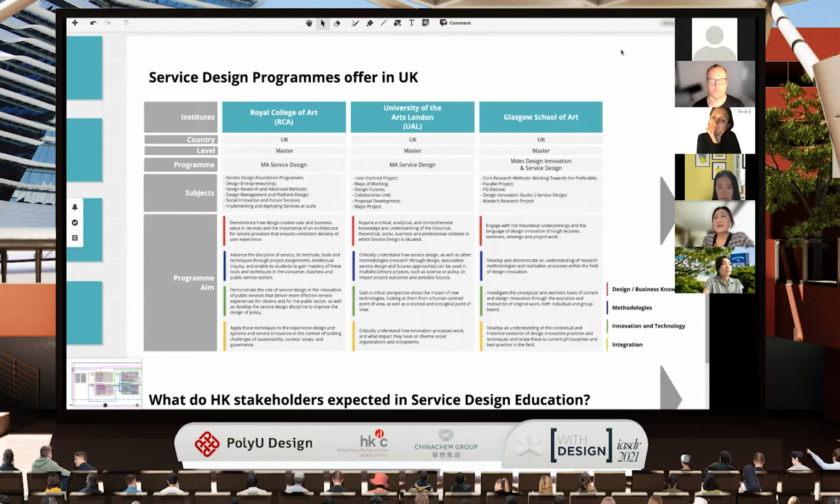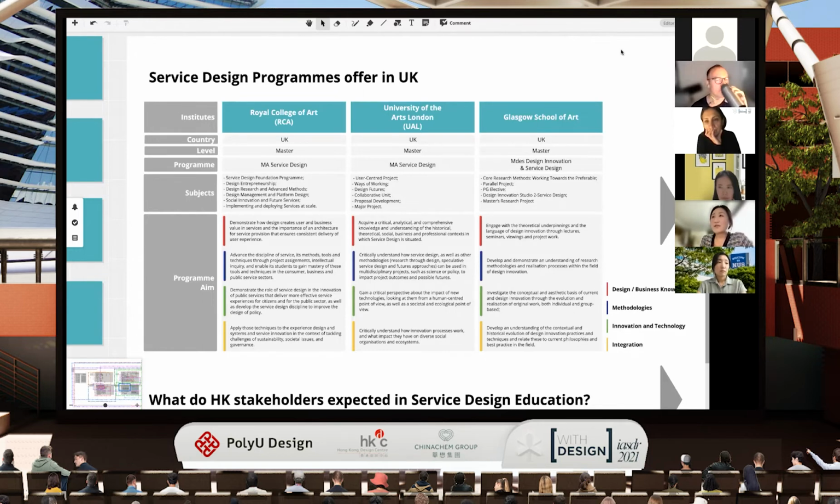And then it appears that the programs develop a range of social and business challenges through live projects. So basically offering a partnership with the industry or the public sector so that students can actually learn from the real project, similar to the RCA.